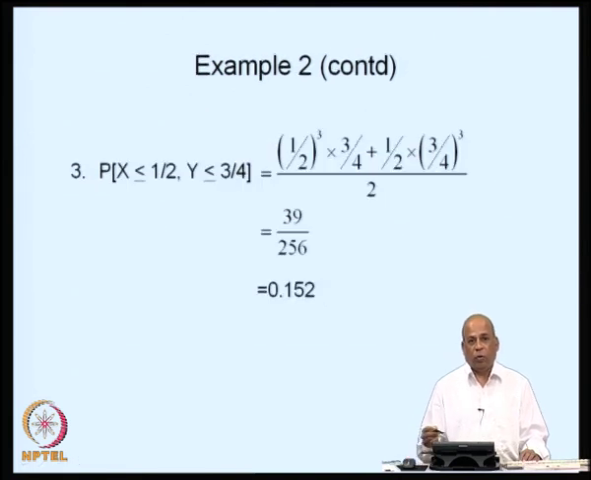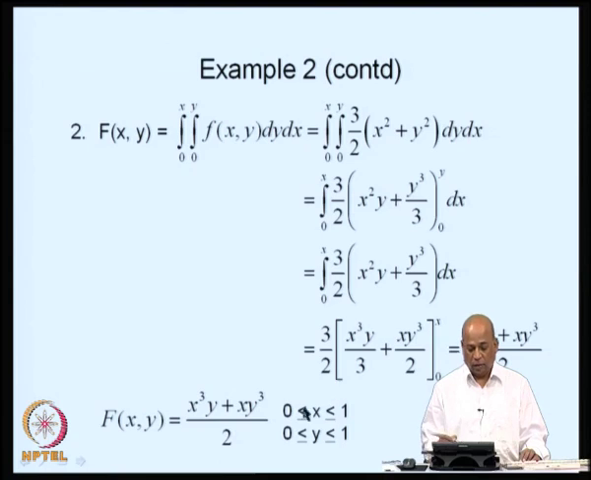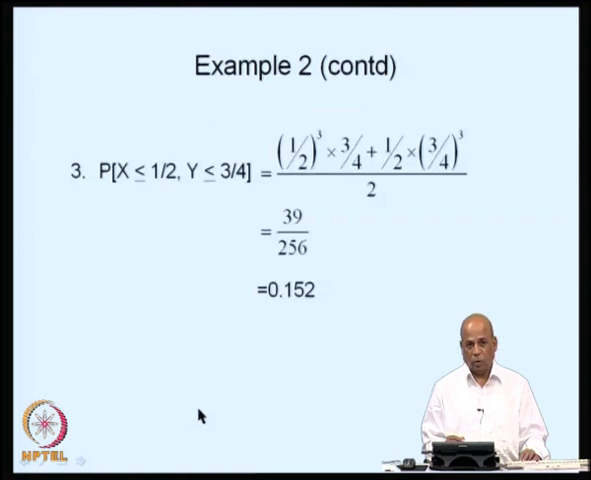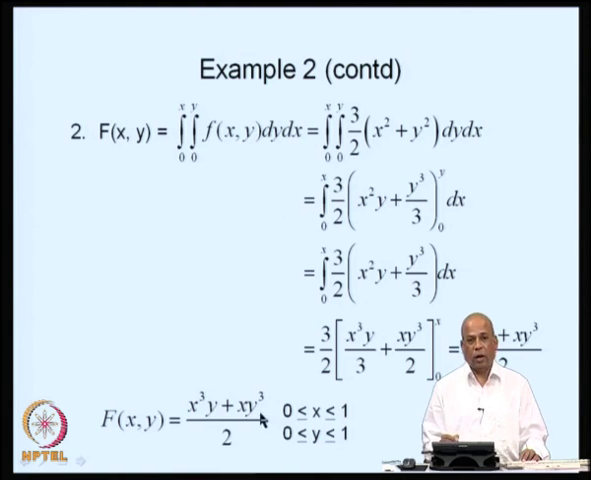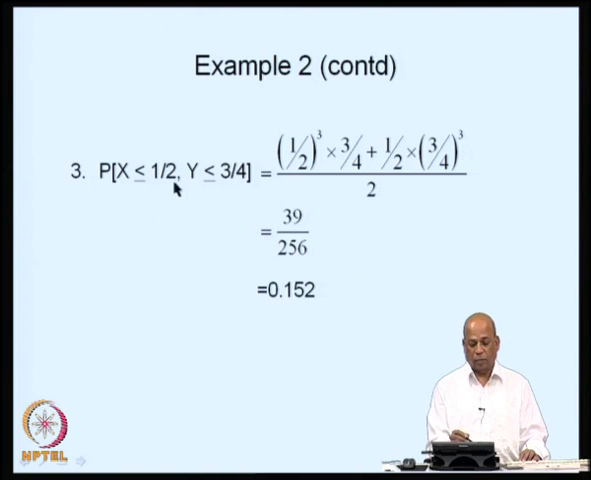Then we go on to the probability of x being less than or equal to half and y being less than or equal to 3 by 4. This follows from the definition of the CDF. Recall that the CDF provides us the probability of x being less than or equal to a specified value of x and y being less than or equal to a specified value of y. So, in the expression of the CDF we just obtained, we substitute x is equal to 1 by 2 and y is equal to 3 by 4, and we obtain the probability as 0.152.